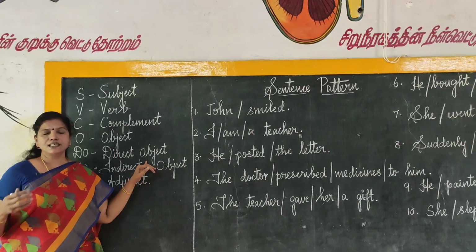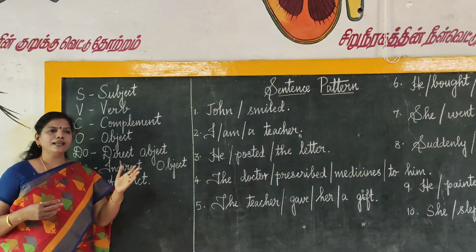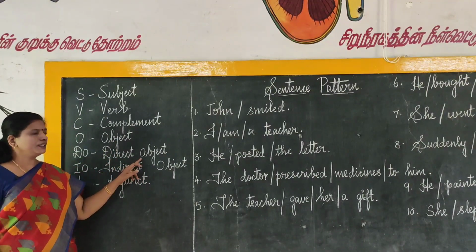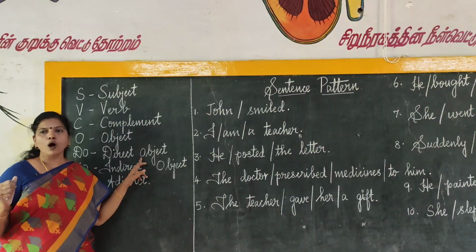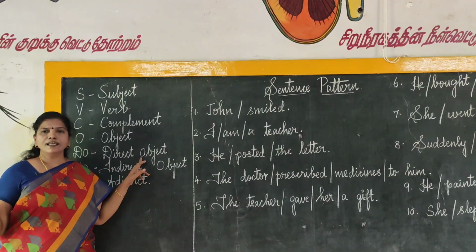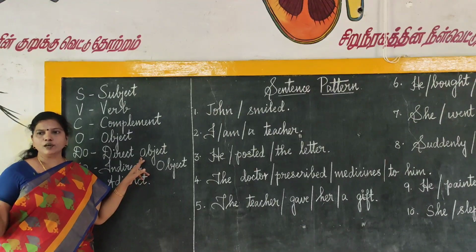The next one is direct object. In a sentence, sometimes we may get two objects. We have to differentiate it as direct object and indirect object. Right. So, direct object answers the question what? In a sentence, for example, John writes a letter. What does John write? A letter. So, a letter is the direct object.